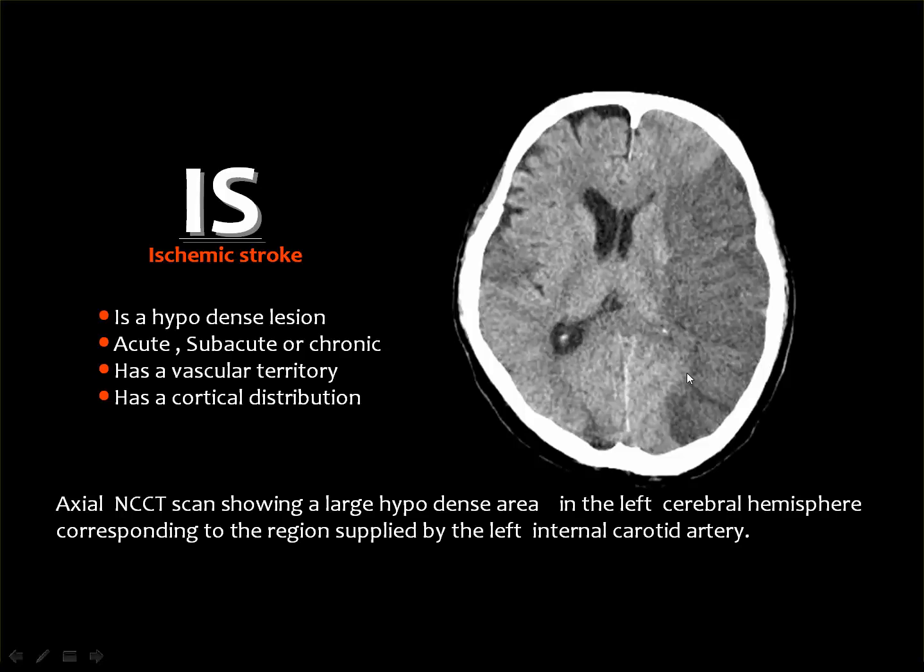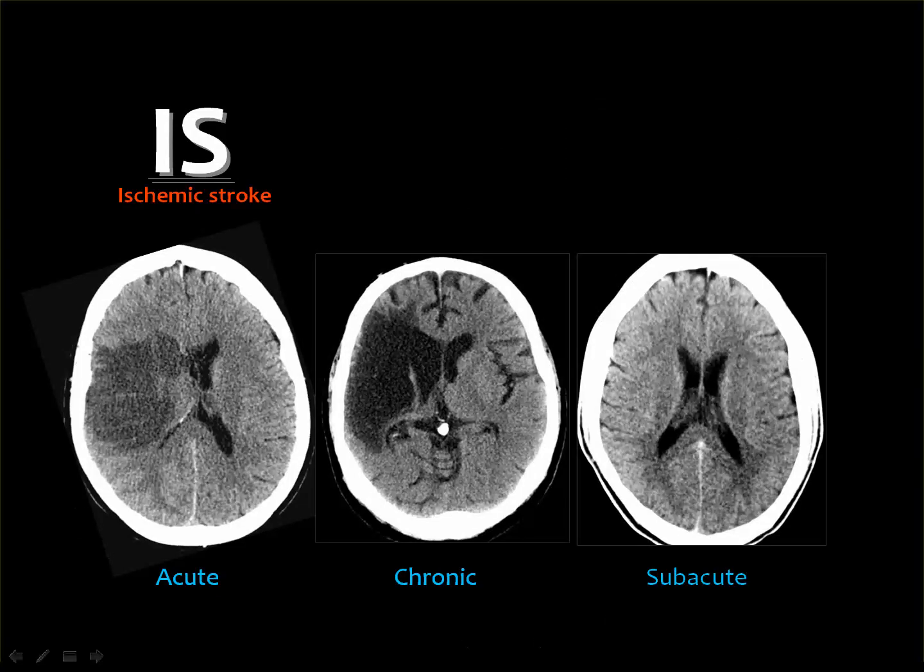Then you know that infarction is not a space-occupying region, meaning that you don't expect a significant mass effect of an infarcted area on the adjacent ventricle. And it passes into three stages. It has a vascular territory, and many times it has a cortical distribution. Then acute infarction is surrounded by edema. Edema is black in the CT. Infarction is black in the CT.